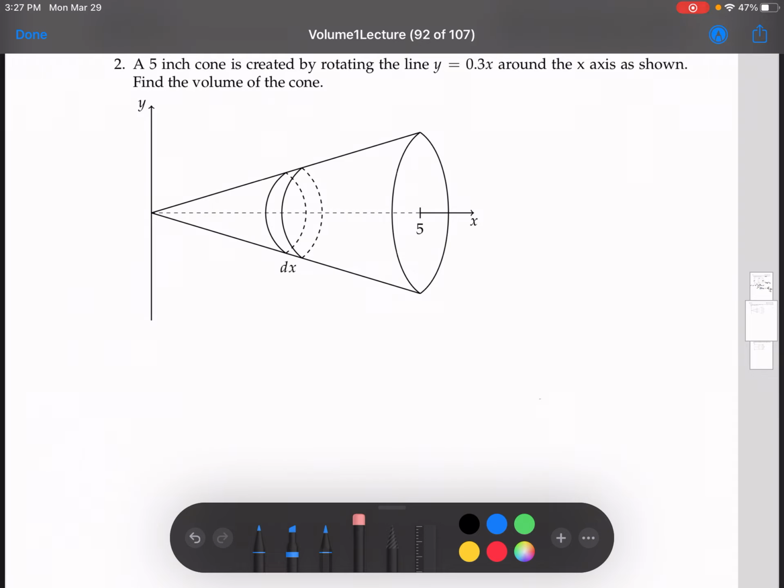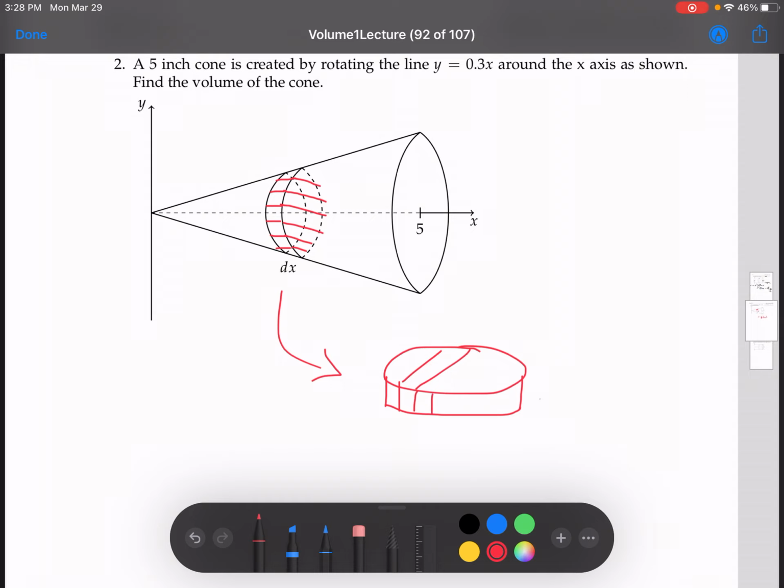So here I've drawn a cross section, a thin cross section of width dx. And then let me give that a little more volume, make it look more voluminous. There we go. Now, if we were to take this off, this would actually be a circular disc, where the width of this circular disc is the dx.